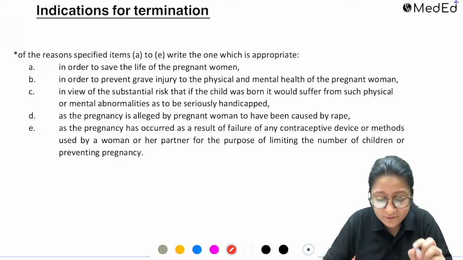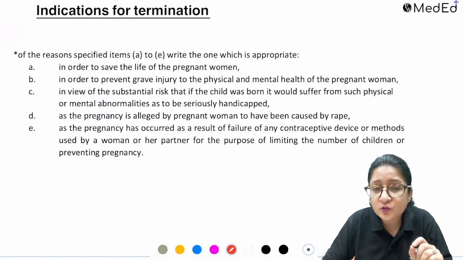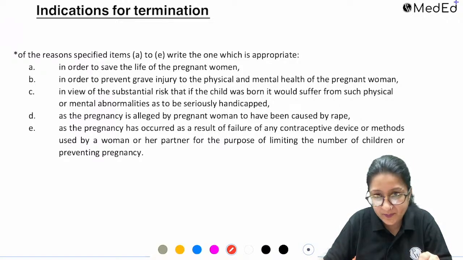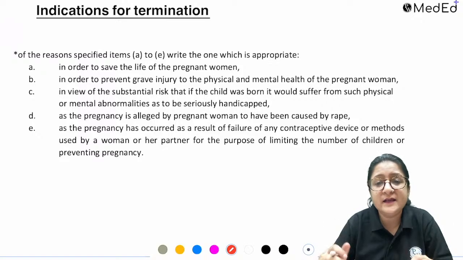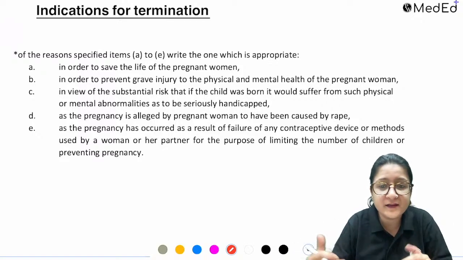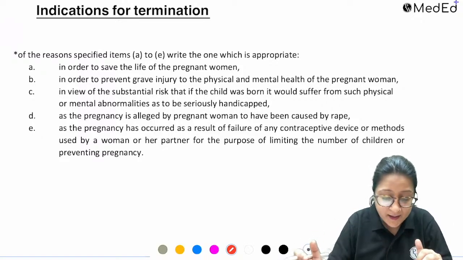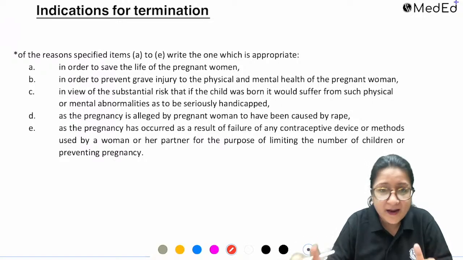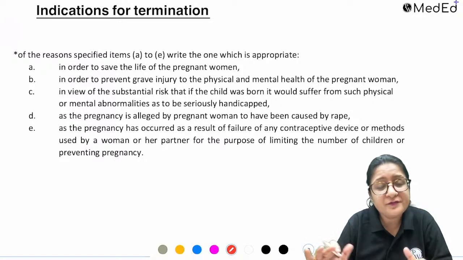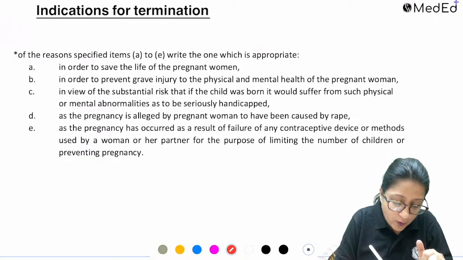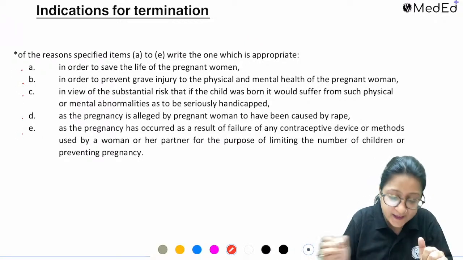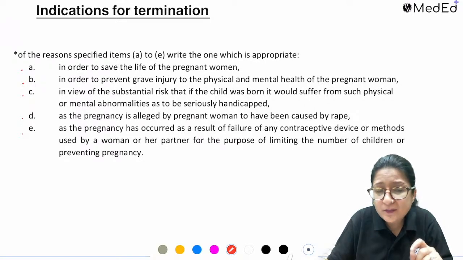Now, this is a form that we are required to fill when we are performing an MTP. All these snapshots that I'm showing you are from the records that we are filling in the departments. They are also given by the MTP Act, by the Government of India, so you will find them in your family planning postings also. So we are required to tick what is the indication. This will help you remember.